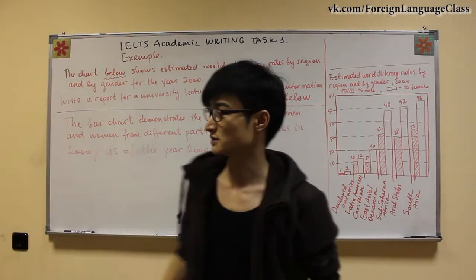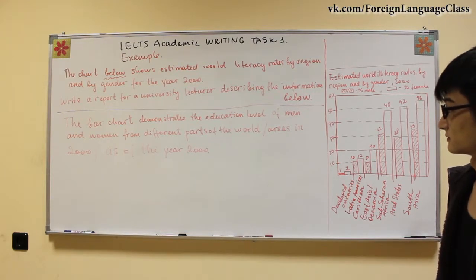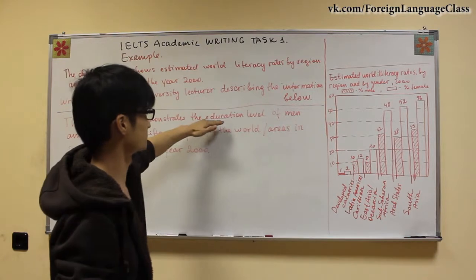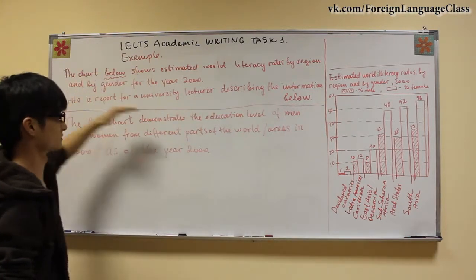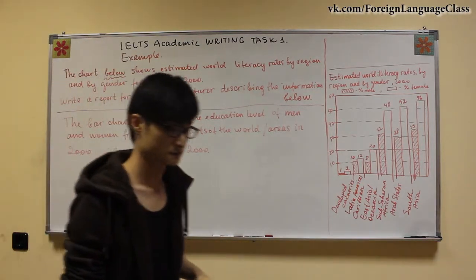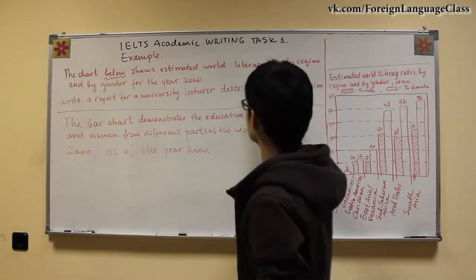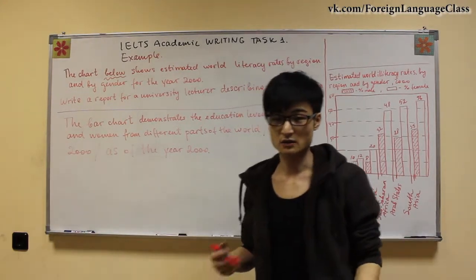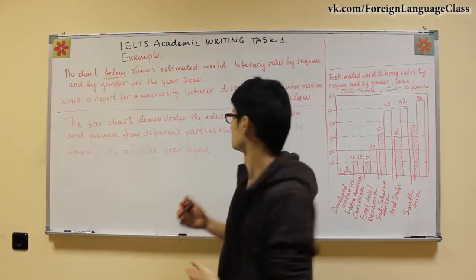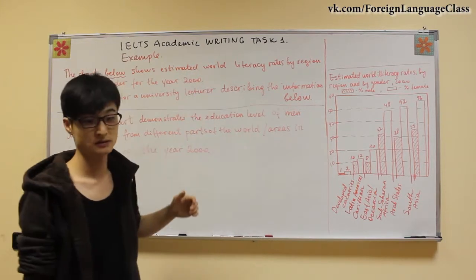That's one of the ways of writing the introduction, that we change literacy rates for education levels, by gender, men and women, by region, from different parts of the world. If you don't know how to change, for example, literacy rates or some other words, you may use descriptive language. You may describe a literacy rate. If you don't know the synonym, describe it.